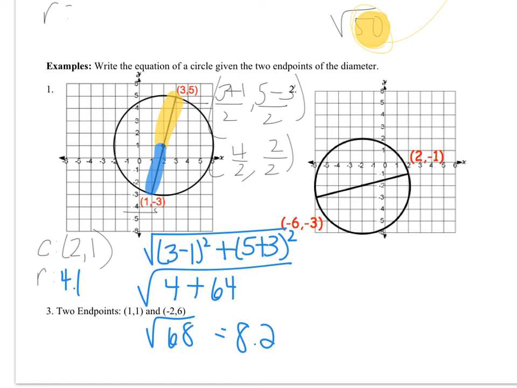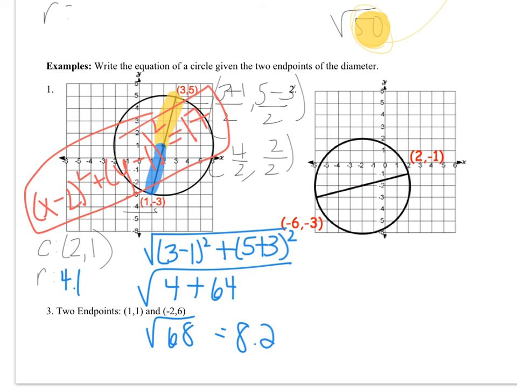So now I'm going to write my equation. (x minus 2) squared plus (y minus 1) squared equals 4.1 squared. I can't do that in my head, nor can I type very carefully into a calculator. I get 16.81, which rounds to 17. If I had found the radius, or the length of just this yellow line or just this blue line, I would have also gotten 17. But I showed you how to do that. I found the distance of the diameter and I divided that by 2 to get my radius, so then I could write my equation of my circle.